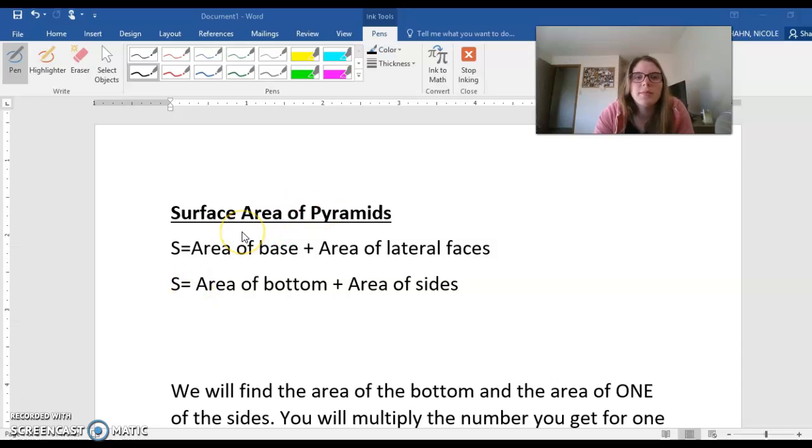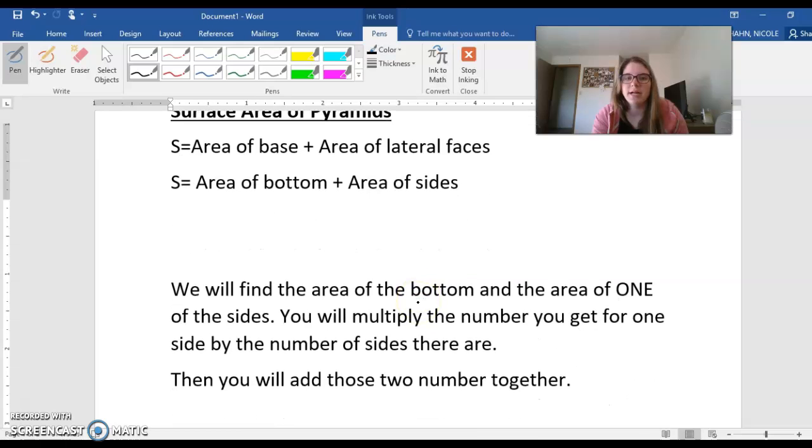Okay, so today I'm going to be talking about the surface area of pyramids. So the formula is the surface area equals the area of the base plus the area of all the lateral faces, which is like the sides. So I just rewrote it in simpler terms. So it's the area of the bottom plus the area of the sides.